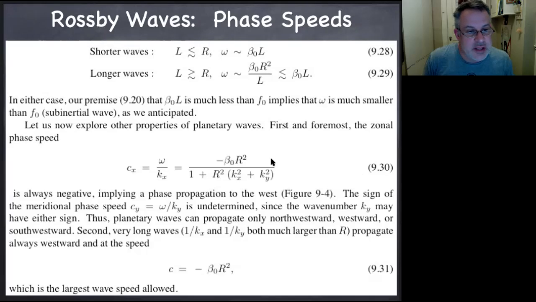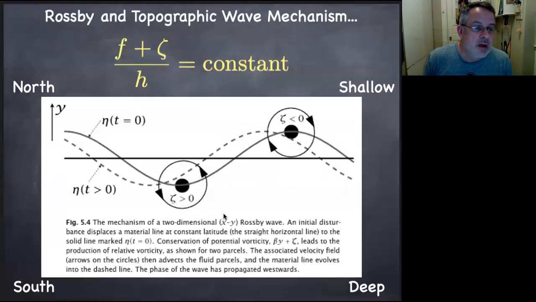How fast are these? You can think about the phase speed, so it's always negative. This is what it's equal to. And at very long waves, you can actually approximate this as just being a non-dispersive wave, which is minus beta naught r squared. So what's the mechanism then of a Rossby wave?